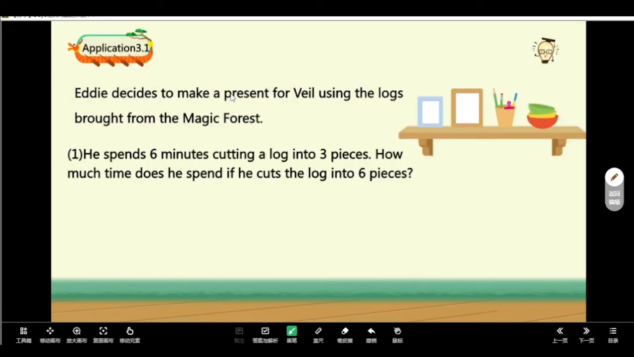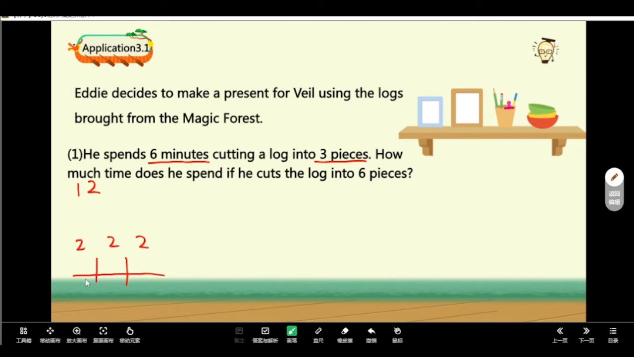Eddie decides to make a present for Phil using the logs brought from the magic forest, and he spends 6 minutes cutting a log into 3 pieces. So how much time does he spend if he cuts the log into 6 pieces? What is your answer? Many of you think it is 12 minutes. So let's check with your answer. If we draw a log here and I need to cut it into 3 pieces, how many cuts do I need to cut? Yeah, I need to cut 1, 2. But how many minutes? Is this like 2, 2, 2? I divide 6 minutes into 3 twos?